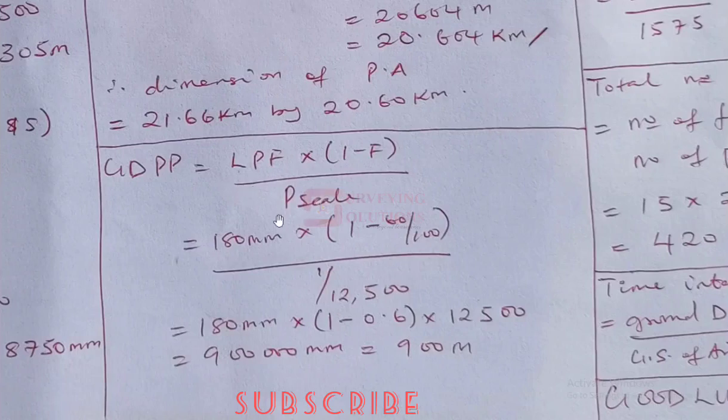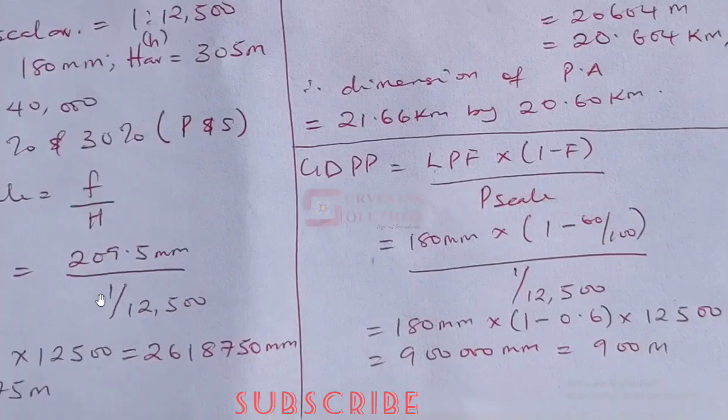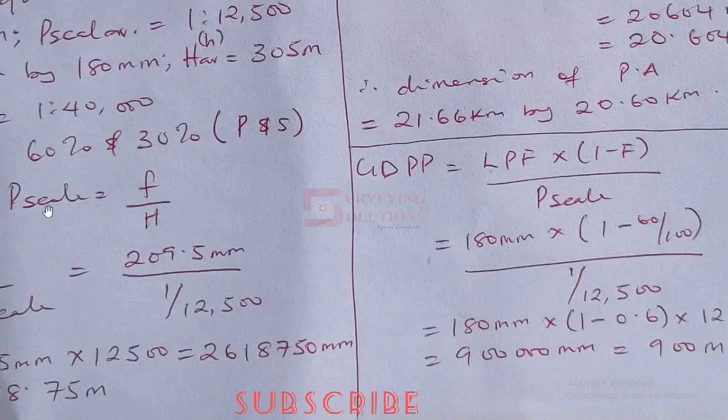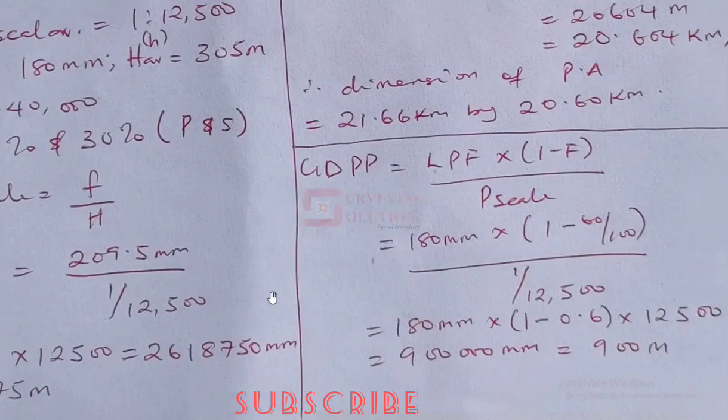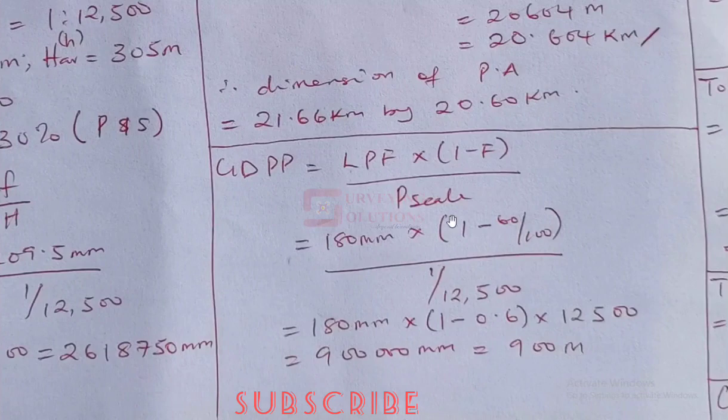Are we together? So the length of the photo format, remember that the dimension of the photo format was what? 180 mm by 180 mm. So the length is 180, the breadth is also what? 180 mm, right? So it simply means we have 180 mm multiplied by 1 minus F, which is 1 minus 60 over 100, right? Which is one of the overlaps, as we can see here. So we have 1 minus F divided by the photo scale.